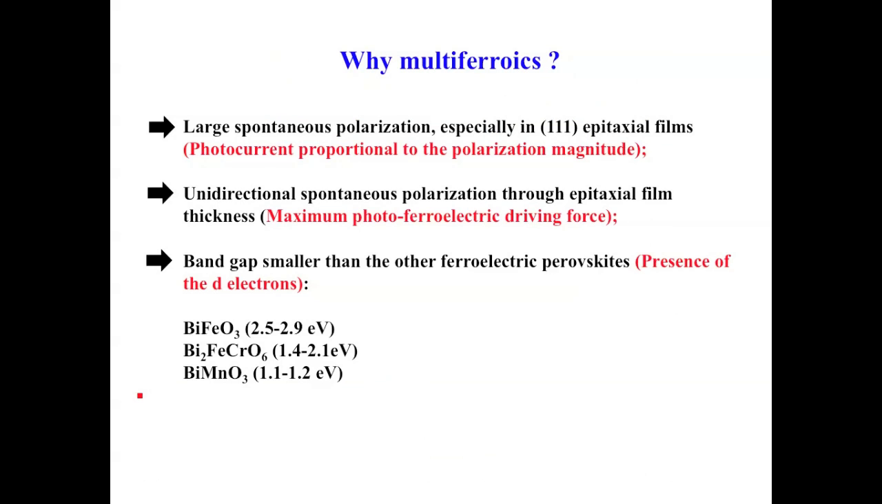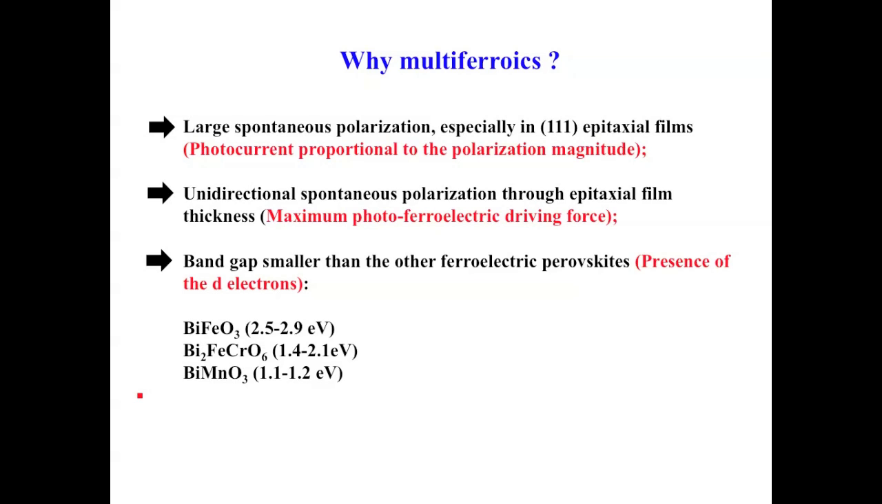Why do we think multiferroics can be a good candidate for PV application? First, because these materials exhibit large spontaneous polarization. And this is really important, since we know that the photocurrent is strongly dependent on the magnitude of the ferroelectric polarization. Second, this polarization can be unidirectional, so we can maximize the photoferroelectric driving force and efficiently collect the photocharge carriers. And they usually have a relatively small band gap compared with ferroelectrics, due to the presence of electrons responsible for magnetism in multiferroics.